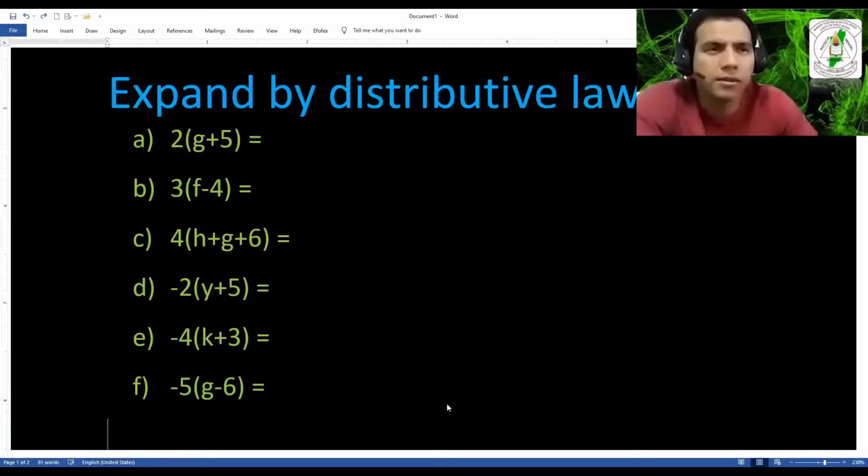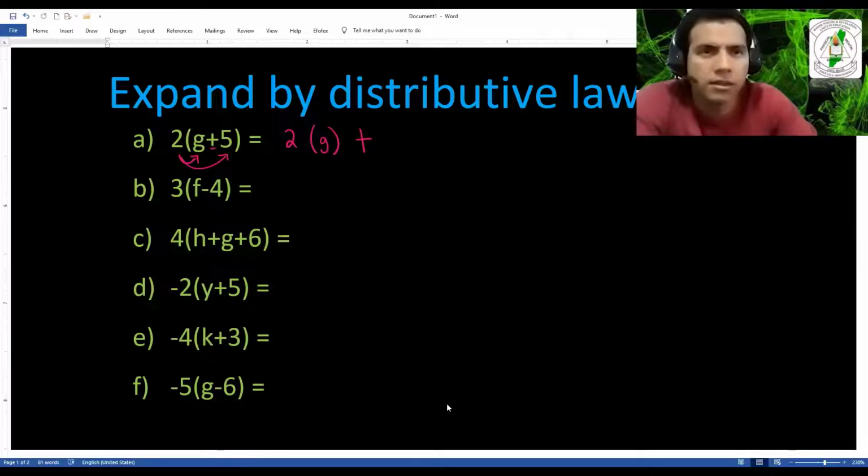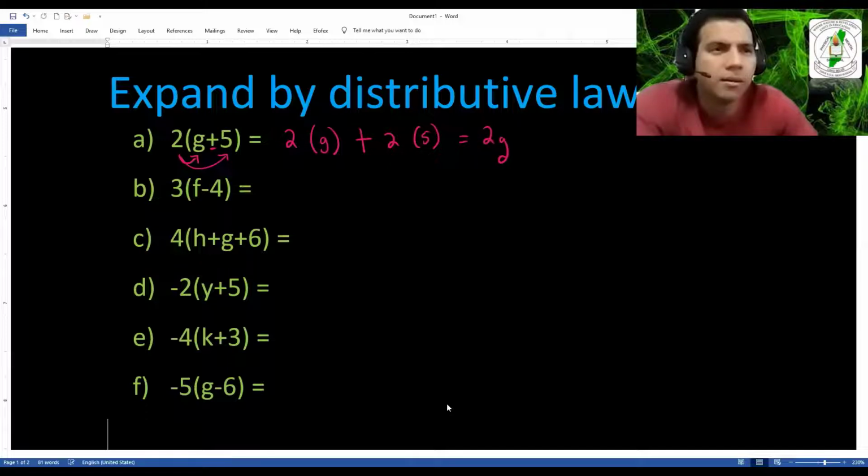So we want to expand by the distributive law. First, we will multiply 2 with G and then 2 with 5. So 2 times G plus, that plus is the plus that is in the middle, 2 times 5. I'm using the times as brackets. So we'll have 2 times G is 2G plus 2 times 5 is 10. So 2G plus 10 will be the expanded form of this expression.